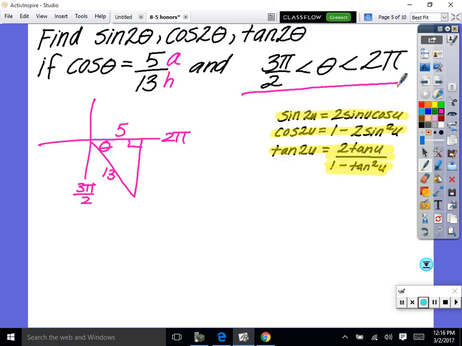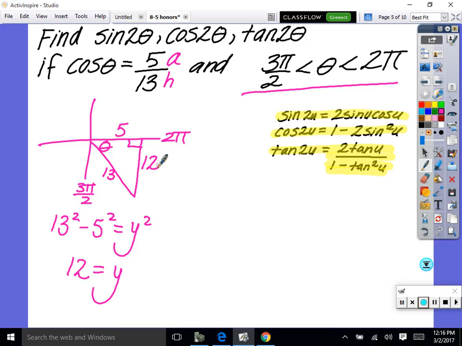Theta is between 3 pi halves and 2 pi, so we knew it was in that quadrant. Now we can do the Pythagorean theorem. We would do 13 squared minus 5 squared equals the y value squared, which, if you simplify that, comes out to 12. So this is 12.